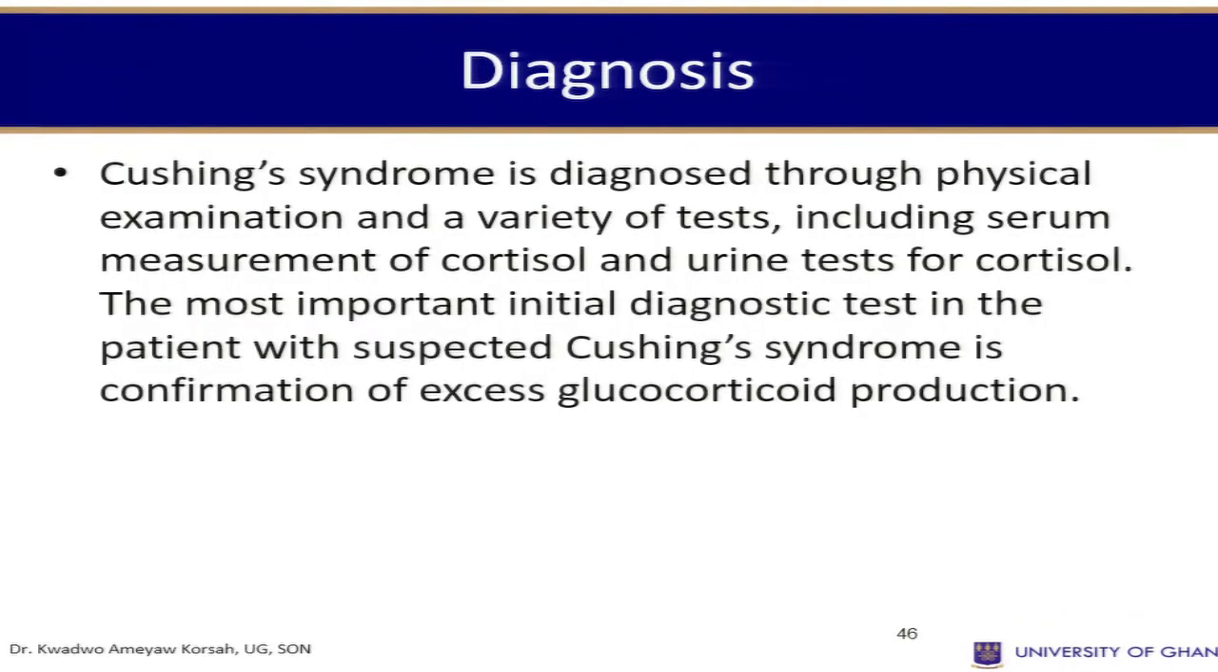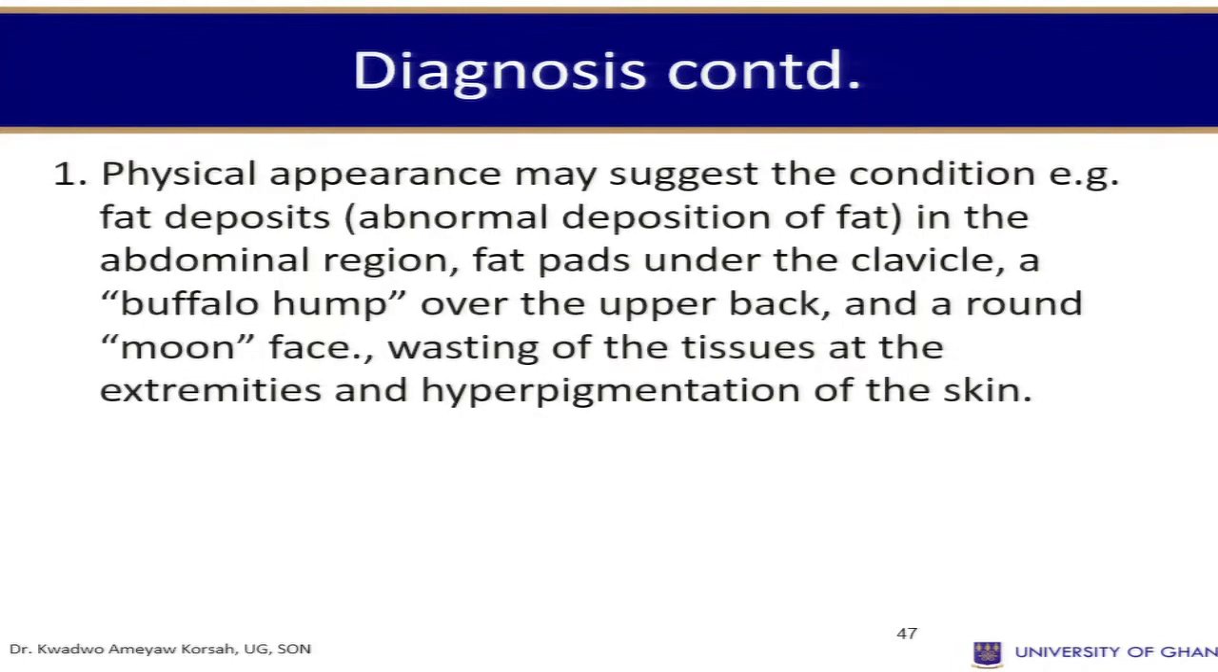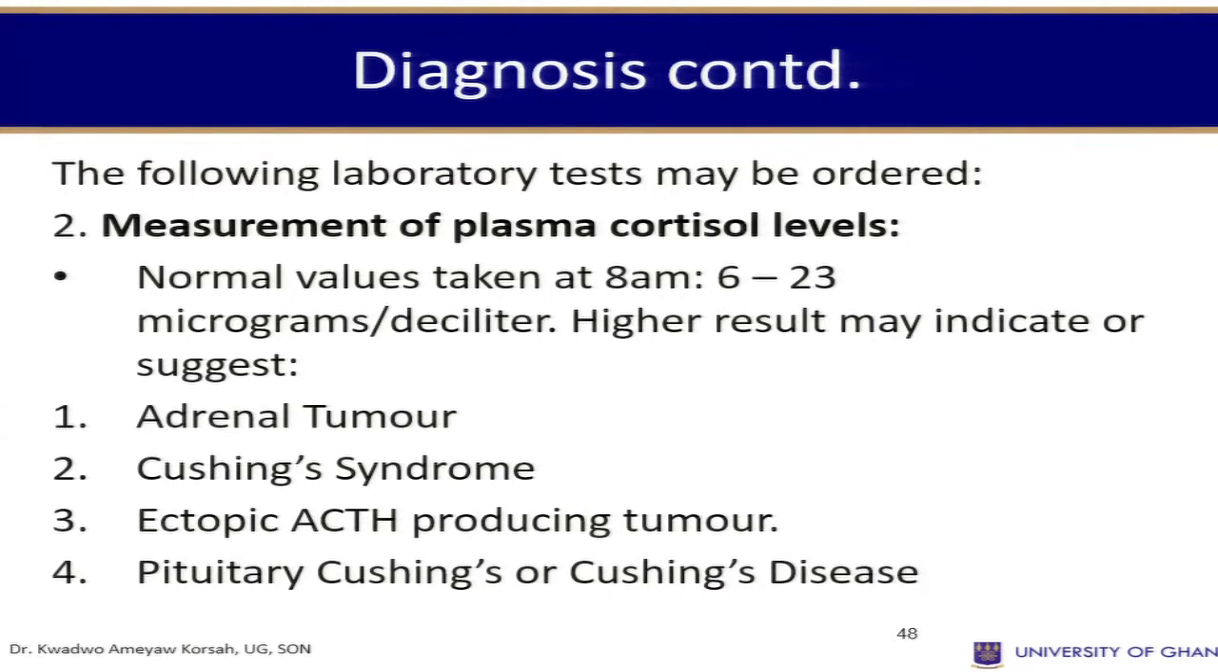Diagnosis is through physical examination and then a variety of tests, including serum measurement of cortisol levels and the urine test for cortisol. The most important initial diagnostic test in the patient with suspected Cushing syndrome is confirmation of excess glucocorticoid production, and that is very important. Physical appearance is also important, and then the following laboratory tests may also be considered.